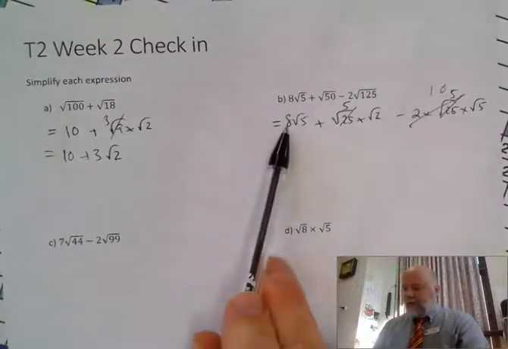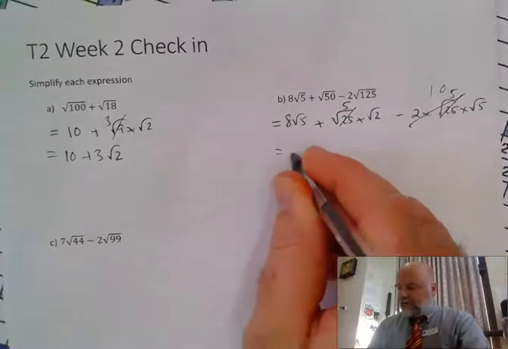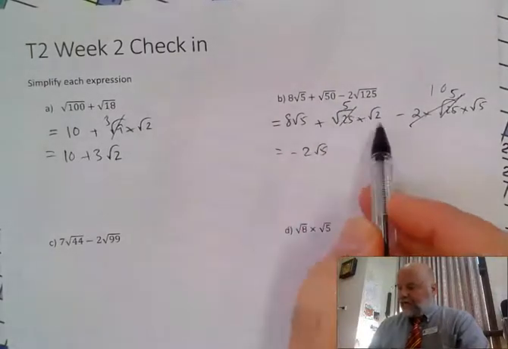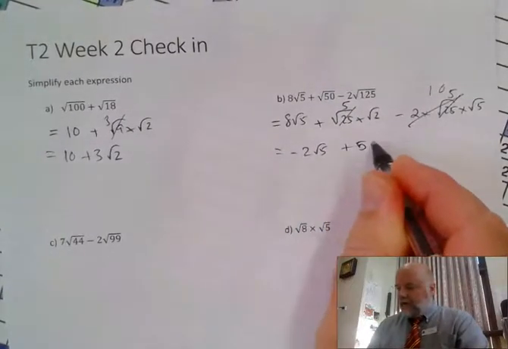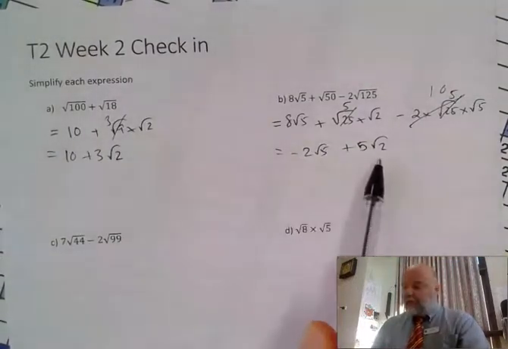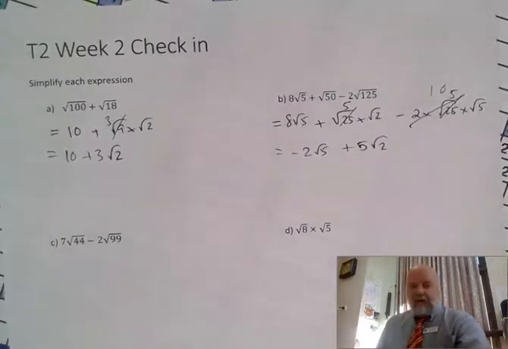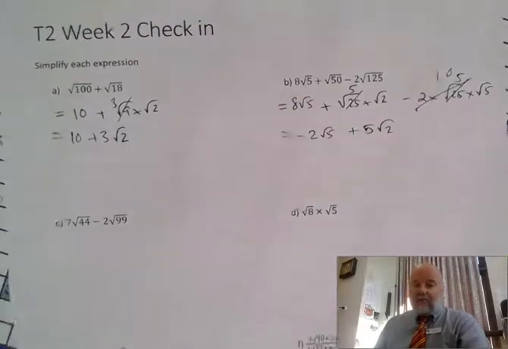So what have we got? We've got 8 root 5 minus a 10 root 5. Now 8 root 5 minus 10 root 5 is minus 2 root 5. And then I've got this 5 root 2 here. We can't add those together because one's a root 5 and one's a root 2. It doesn't matter what order you put these. You could have put the 5 root 2 first and the minus 2 root 5 second, which is typically what I do. I didn't normally put the positive term first, but in this case it really doesn't matter at all.